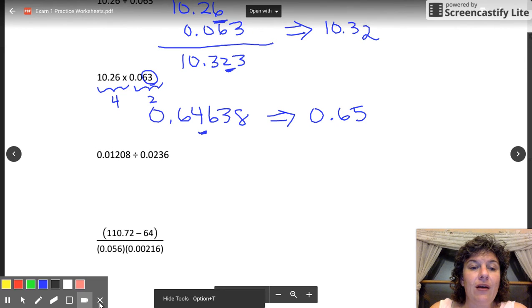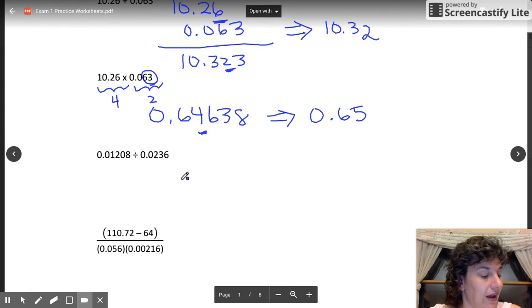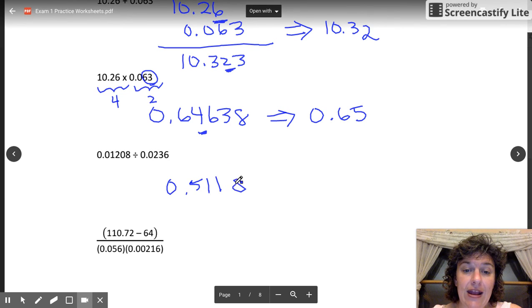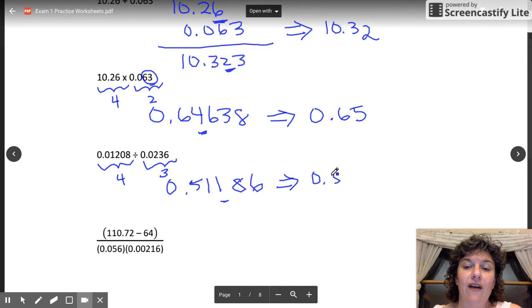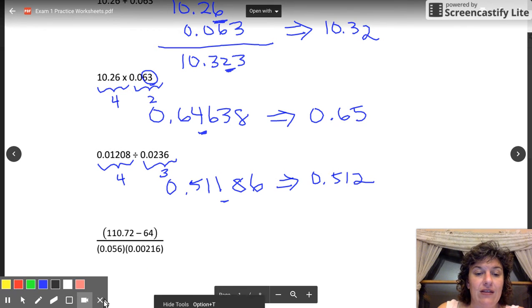So now we have a division problem, and that's the same rules as multiplication and division. Our calculator answer here is 0.51186. It's not that easy to write on a computer screen. But here we have 4 significant figures, and over here we have 3, so we can only keep 3. So we have to round this one again to 0.512.